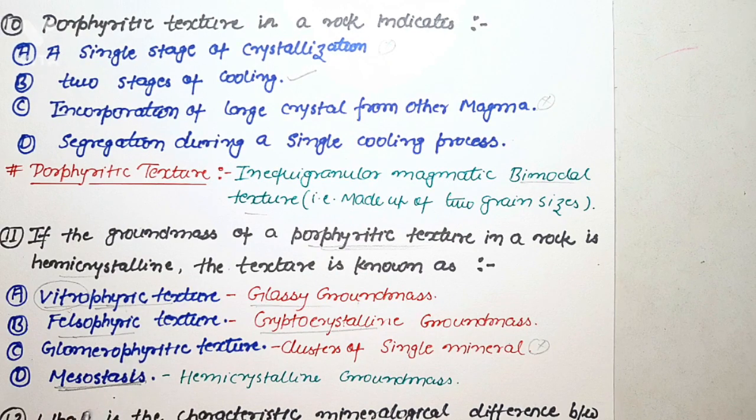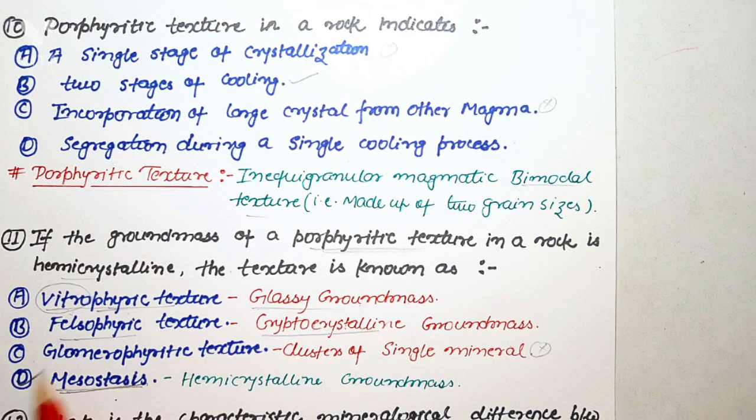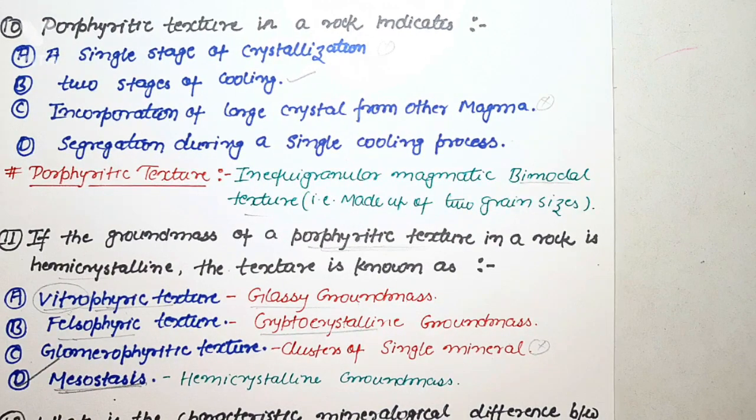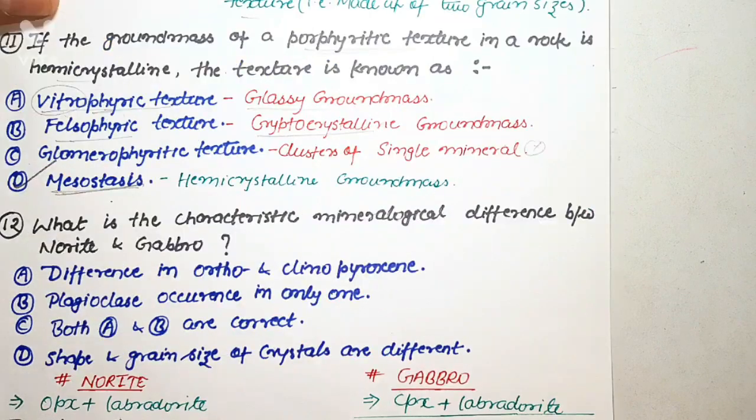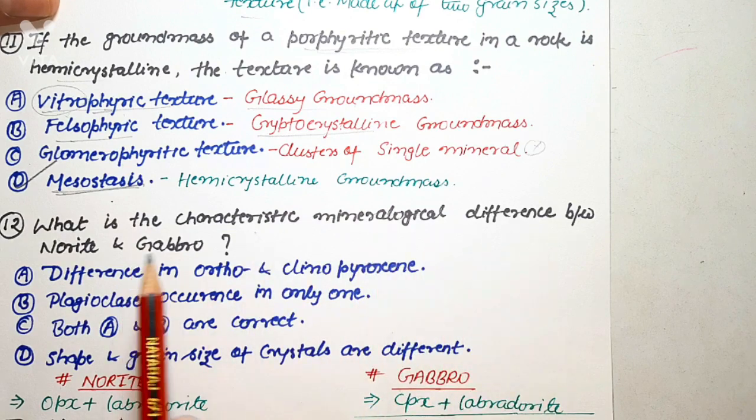So, mesostasis is clearly the answer, and a porphyritic texture in which the groundmass is hemicrystalline is clearly mesostasis. Now, coming to the next question. The next question says, what is the characteristic mineralogical difference between norite and gabbro?